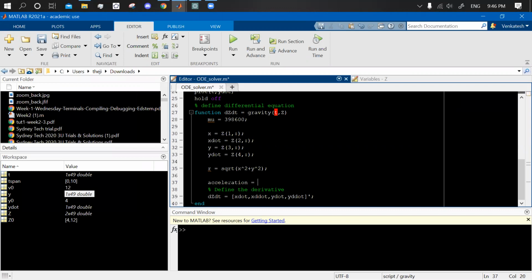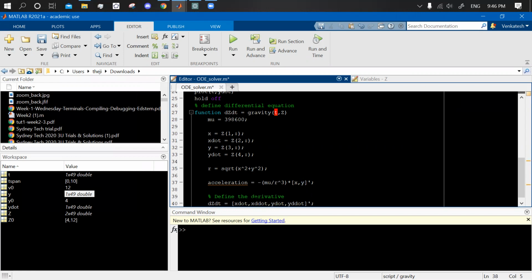The full acceleration vector is going to be minus mu over r cubed, bracket that in, and then that times x, y. So that's x, y, or x comma y, and then just transpose that. Whatever, they both mean the same thing. So that's my acceleration.